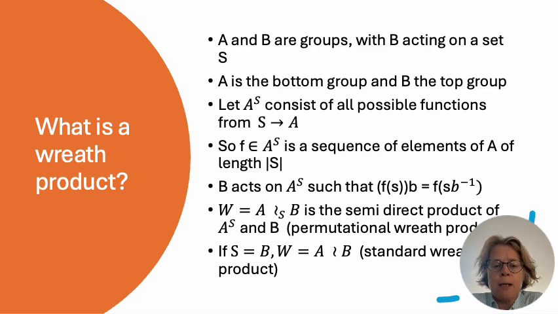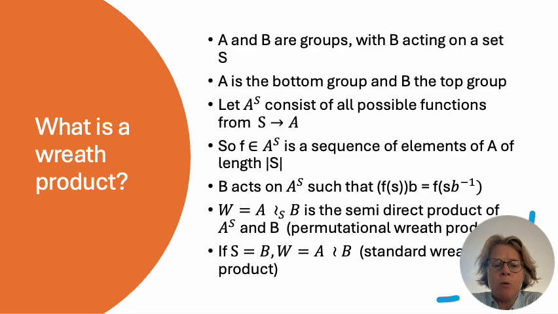And B acts on A^S by permuting the elements of f such that B acts on the element at place s with s b^-1. That's because you're looking at the element that is brought to position s by the element b. The wreath product W is a semi-direct product of A^S and B.